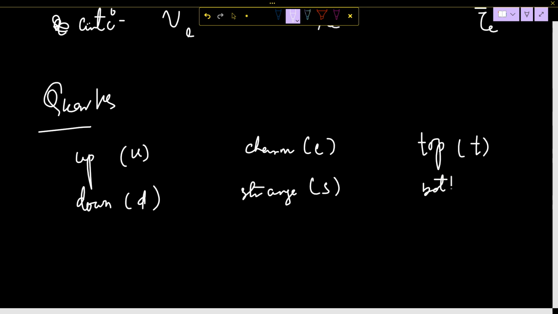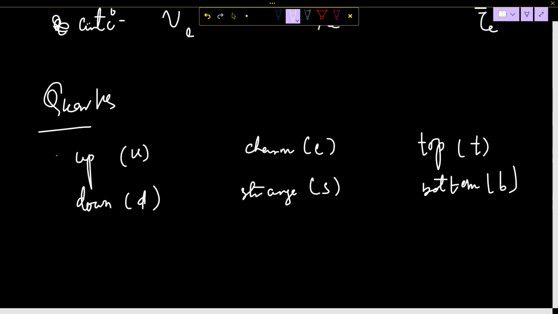Why are the names like this? There is no why for it, it's just like this. You can also ask why quarks are called quarks. So no. Okay, so up, down, charm, strange, top, bottom.